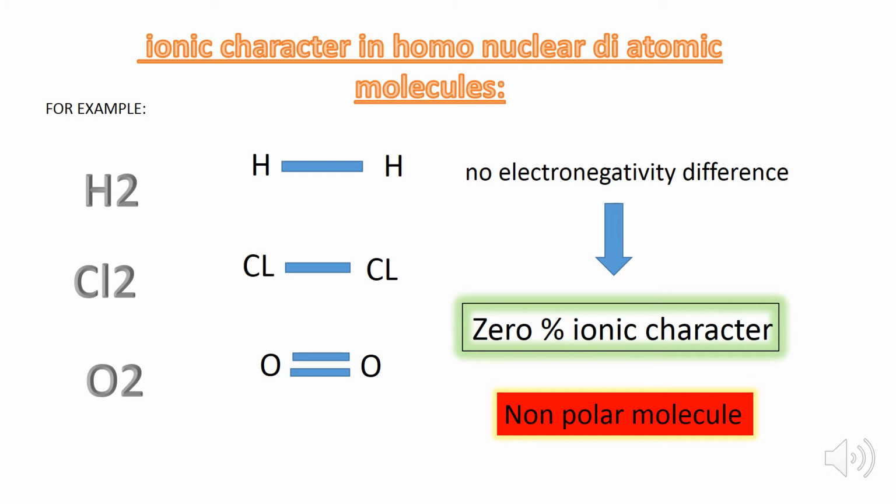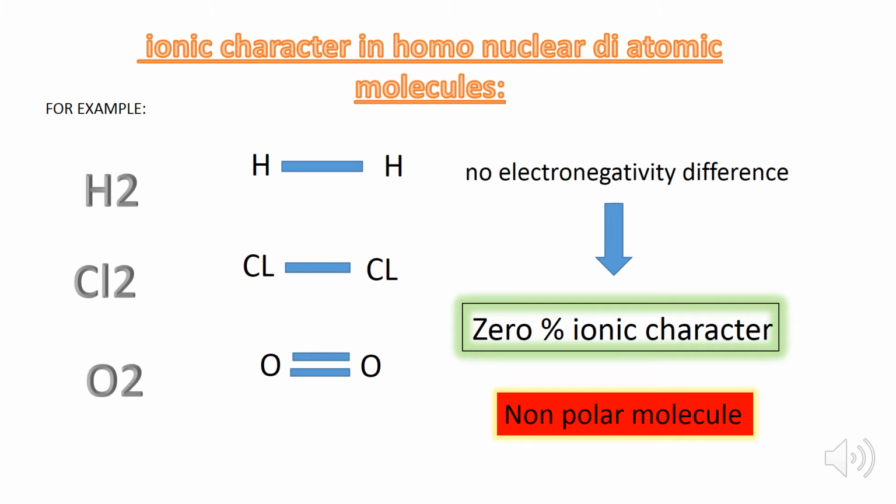Look here, the two hydrogen atoms have no electronegativity difference. Therefore, in this case, the molecule has no ionic character, and the molecule is a non-polar molecule. Similarly, in the case of chlorine, there is no electronegativity difference between these two chlorine atoms because both have the same power or energy. So in this case, again, there is zero ionic character and the molecule is a non-polar molecule.